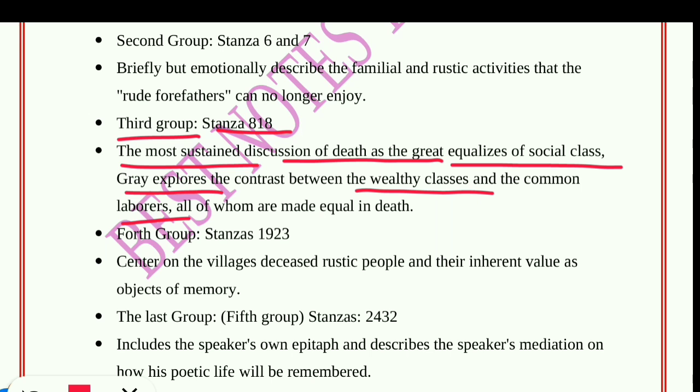Fourth group, stanzas 19 to 23, center on the religious, deceased, rustic people and their inherent values as objects of memory. The last group, fifth group, stanzas 24 to 32, includes the speaker's own epitaph and describes the speaker's meditation on how his poetic life will be remembered.